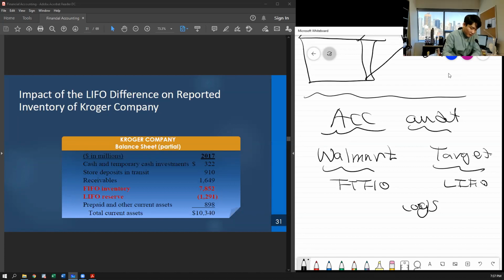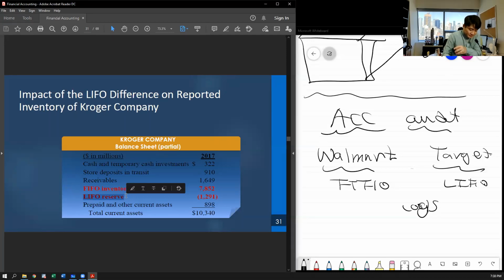And as we saw from Apple's and Tesla's financial statements, cost of goods sold is a large number. And depending on which method you're using, the cost of goods sold dollar amount will change significantly. So let's say if Walmart uses FIFO and Target uses LIFO, you cannot really compare between these two companies. So what the SEC mandated the company to do is to report in the notes what we call a LIFO reserve.